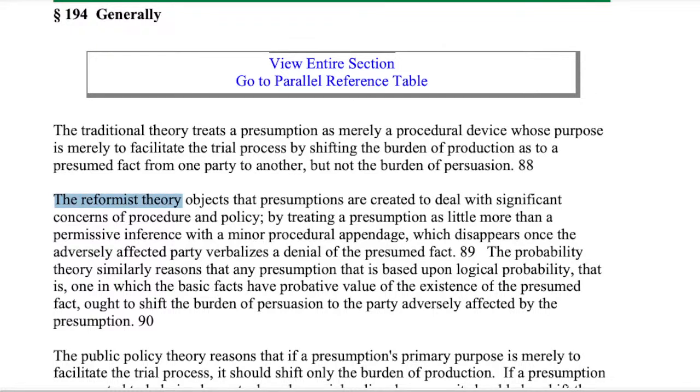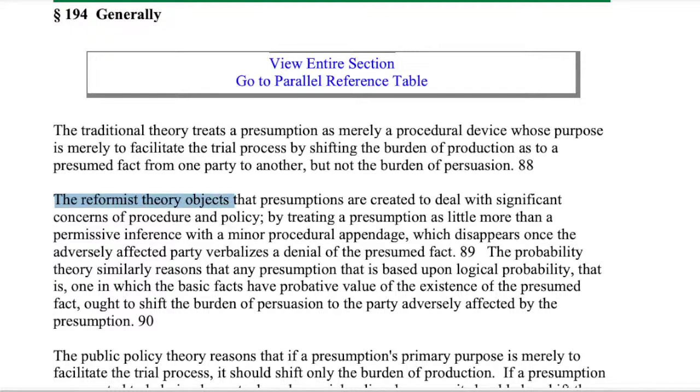The reformist theory. So that was our traditional theory. Okay, so we're looking generally here at theories of presumptions. So the traditional theory, it's a procedural device. Purpose is to facilitate trial process by shifting burden of production, but not burden of persuasion.